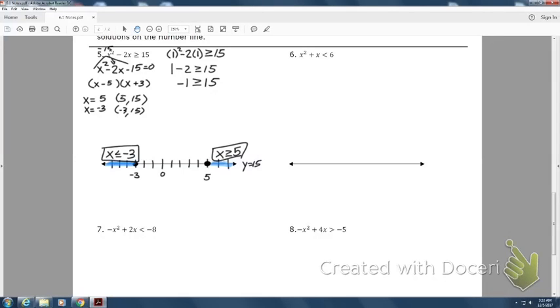Let's look at 6. So what's the first thing I need to do on 6? Move the 6 over. I've got to set equal to 0. So I've got x squared plus x minus 6 equals 0. What factors of negative 6 add up to positive 1? Negative 3 and 2. Oh, negative 3 and positive 2. There you go.